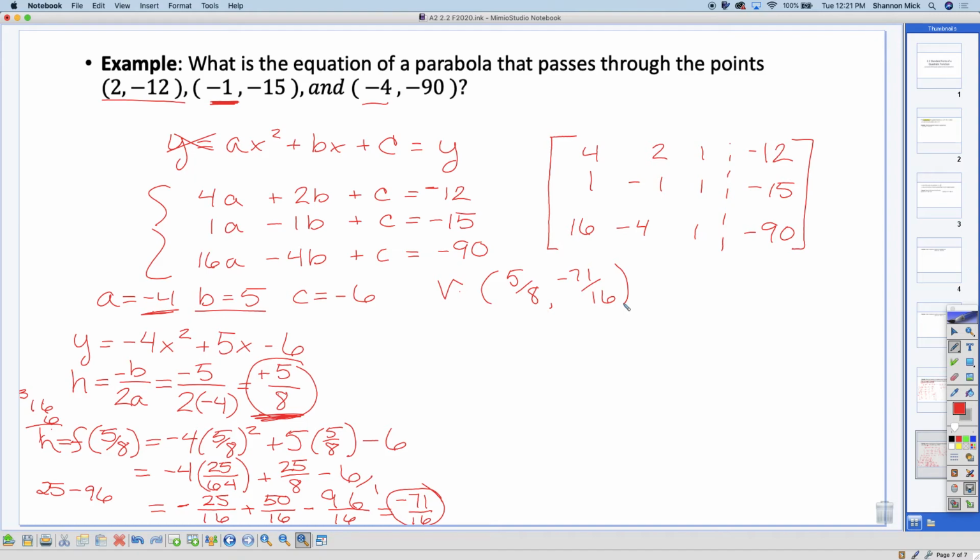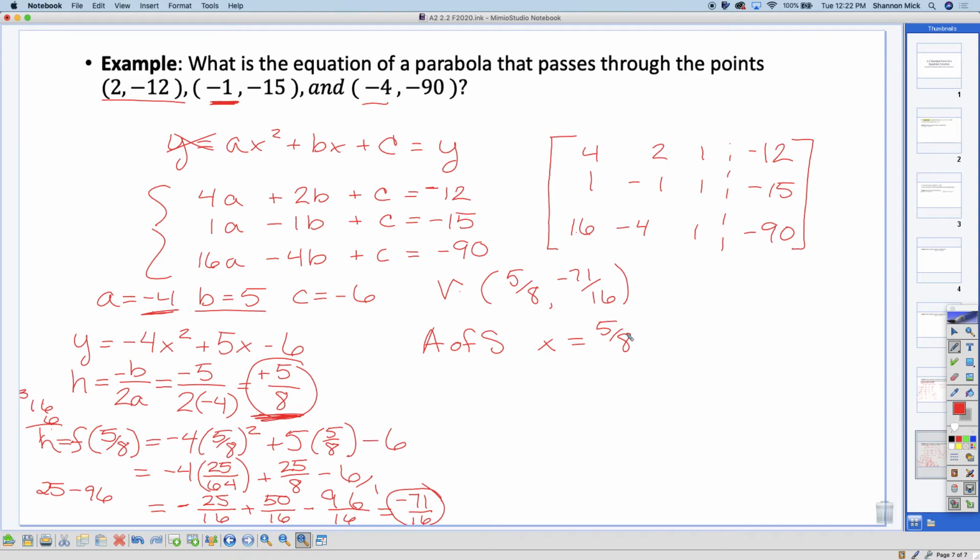That's my vertex, right? I did it exactly the same way. It doesn't matter that I got fractions, does it? Okay, what is my axis of symmetry? X equals 5/8. Okay. Min or max?